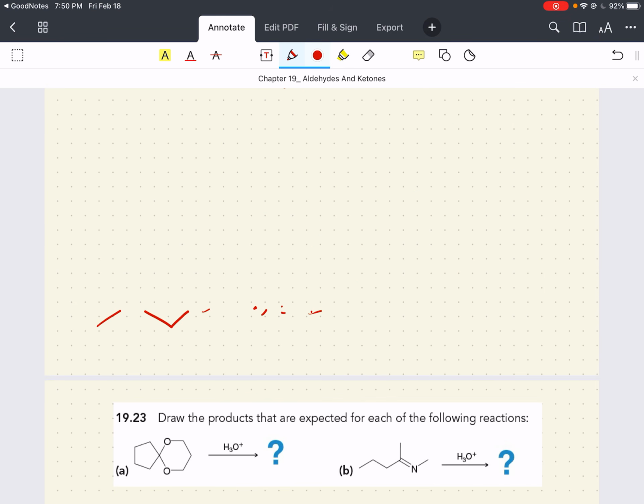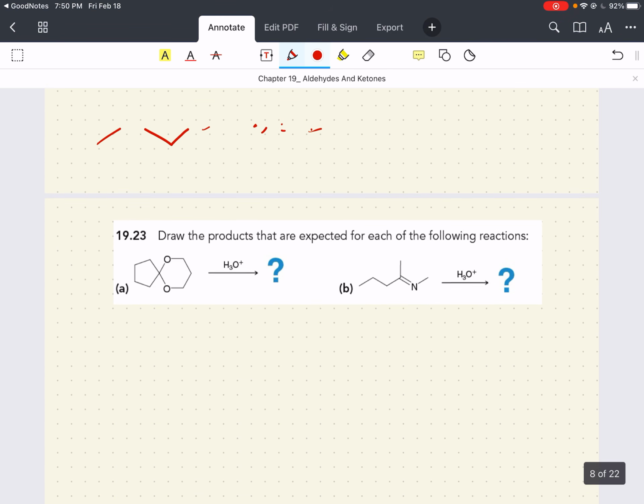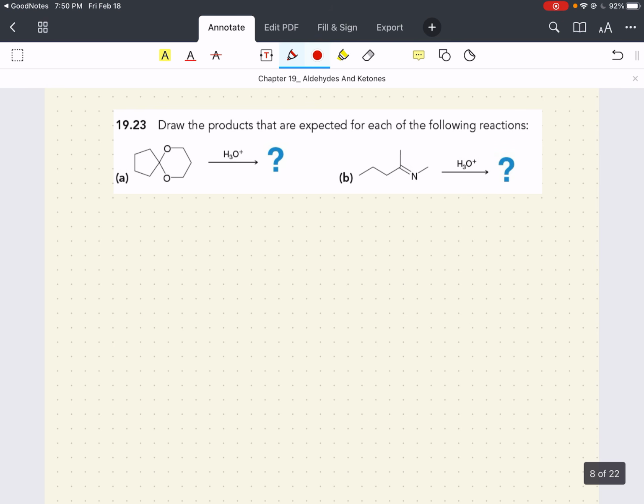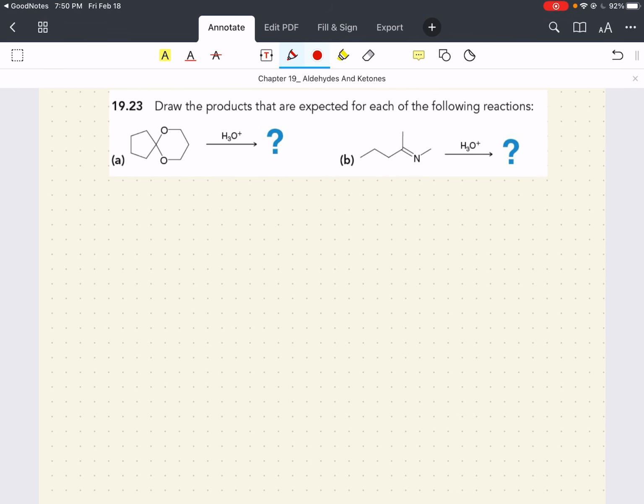Okay, but with that being said, actually, I guess I have a few more problems for us to do. Let's do these. Draw the products that are expected for each of the following reactions. Again, similar to what we just did, here's an acetal group. What if we treat it with hydronium ion? Obviously, it's going to hydrolyze the acetal and give us back our ketone. This is very similar to the one that we just did. This group is converted into that carbonyl group.